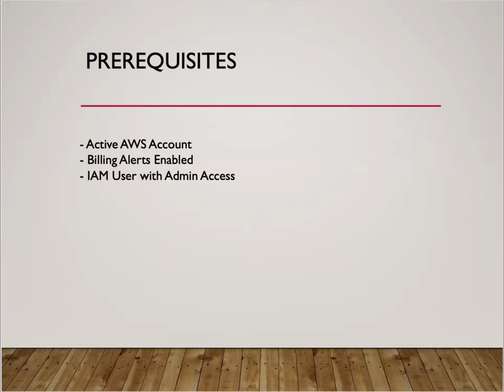To begin, you will need an active AWS account. If you don't already have one, please create it at aws.amazon.com. Make sure billing alerts are enabled so that you can track usage and avoid unexpected charges. You will also need the AWS Command Line Interface, or AWS CLI. It should be installed on your machine to authenticate with your account.